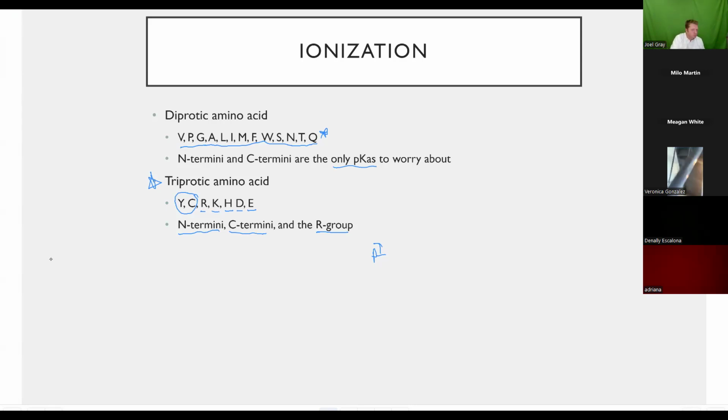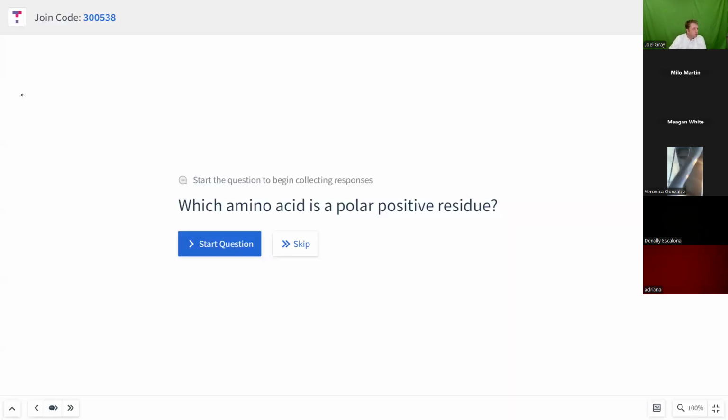Here is our first question, just a little bit of a review. Which amino acid from the list that's shown below is a polar positive residue?